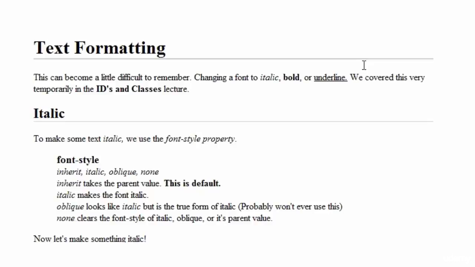Text formatting can be a little bit difficult to remember. Changing font to either italic, bold, or adding an underline is what text formatting is. We covered this very temporarily in the IDs and classes lecture, but now we're actually going to go over italic, bold, and underline and how to do it correctly.